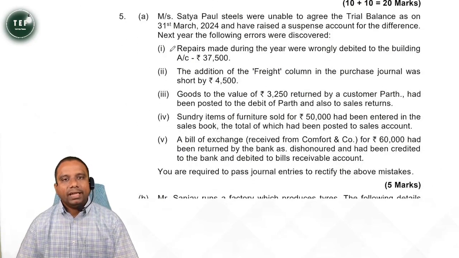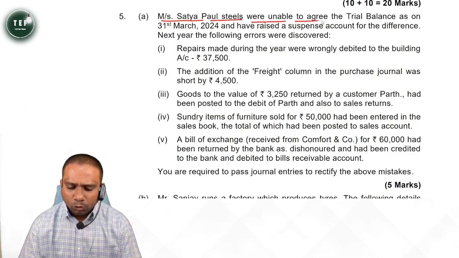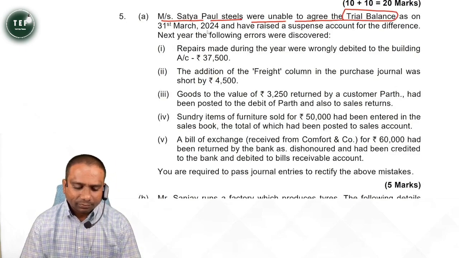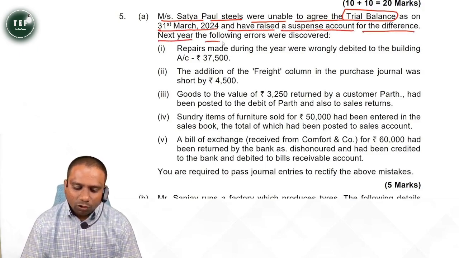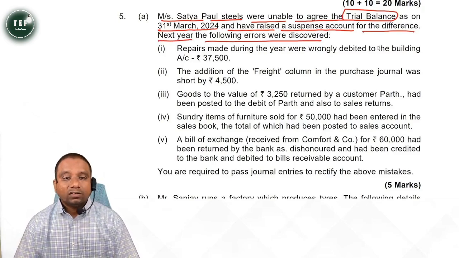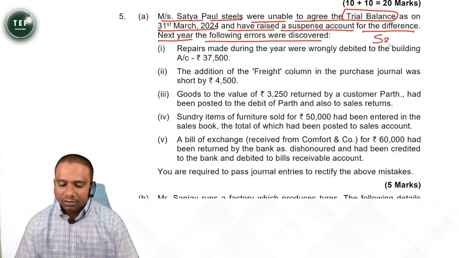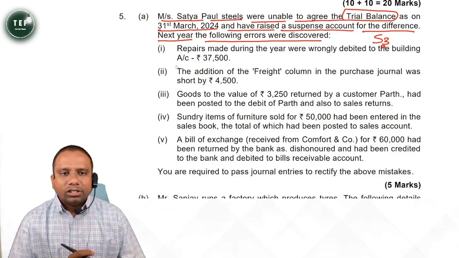Now look at 5A. Messrs. Satyapal Steels were unable to agree the trial balance as on 31st March 2024 and have raised a suspense account for the difference. Next year, the following errors were discovered. Next year means, so we have already discussed trial balance, that means rectification of errors, stage 1, stage 2, stage 3. Now, this is stage 3. Look at stage 3. What is the important point here?